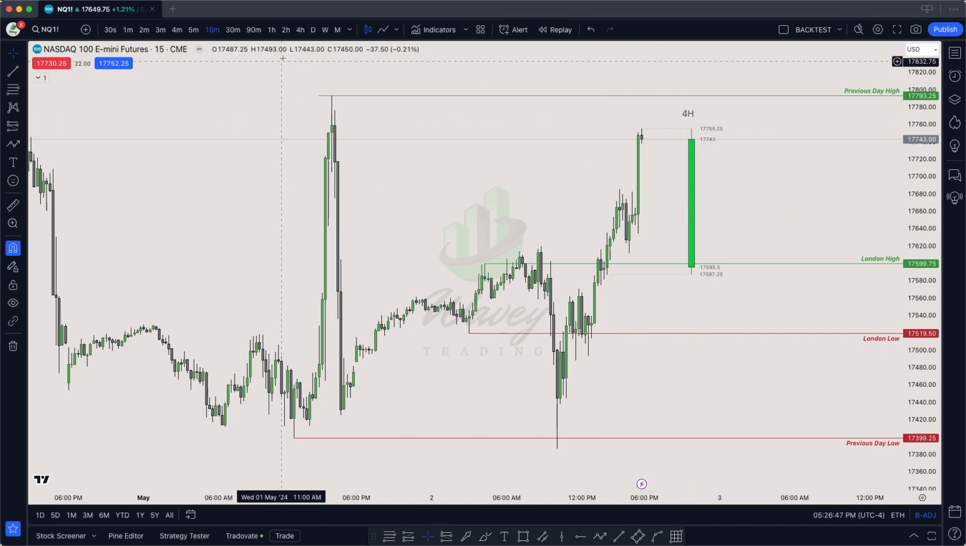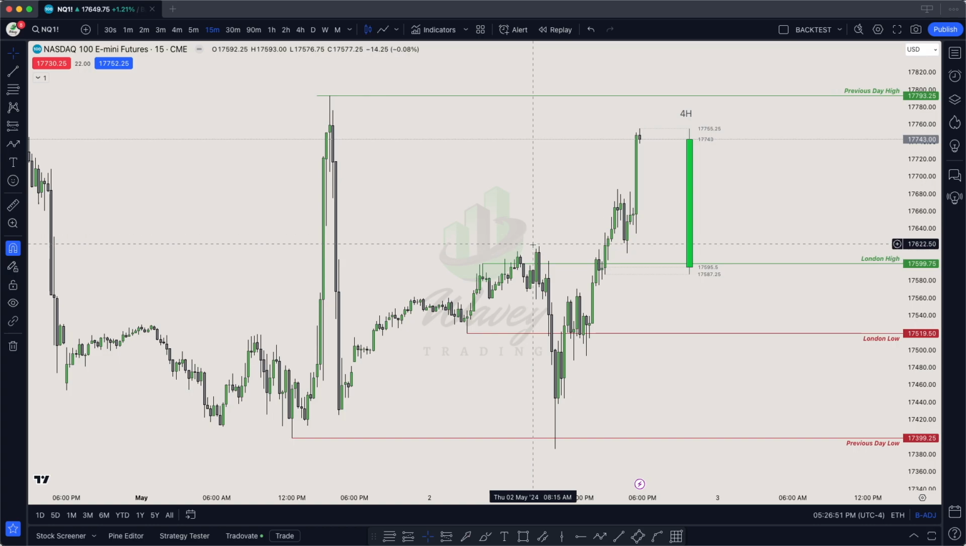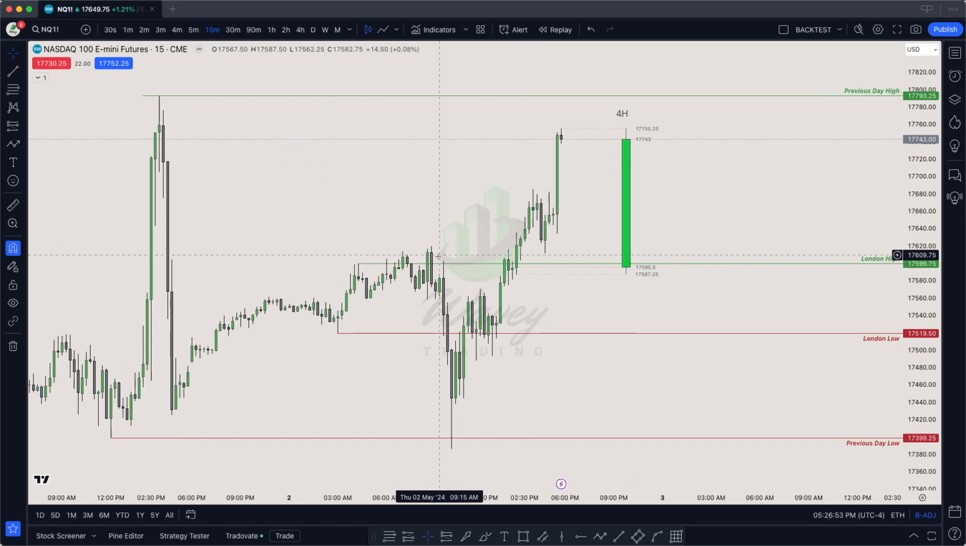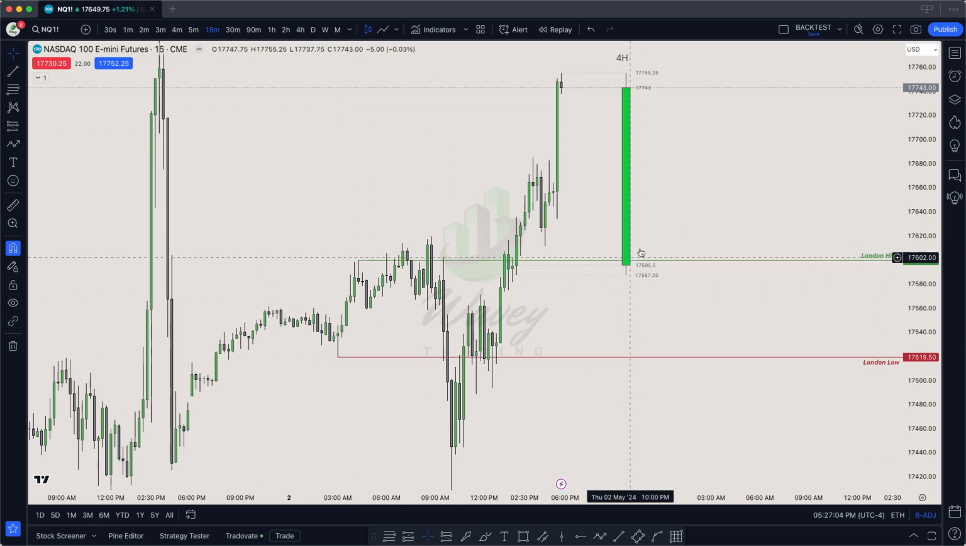So we could have done that, and we could have also traded towards that. For example, we could have gone short here and then traded until the previous day low, right? And then this is the session liquidity here, session high and low: London session, London low, London high, London low.